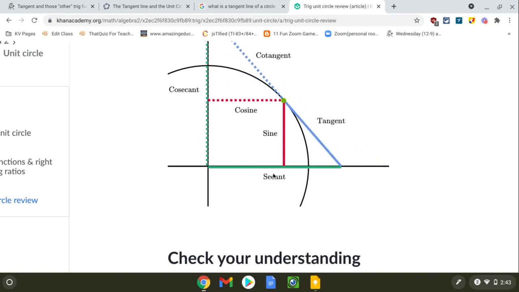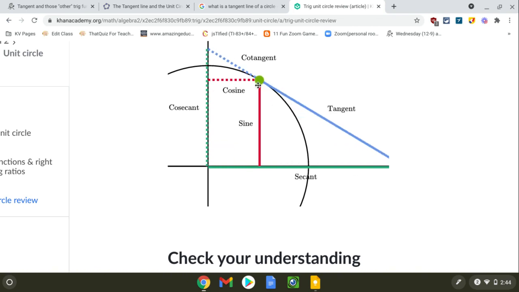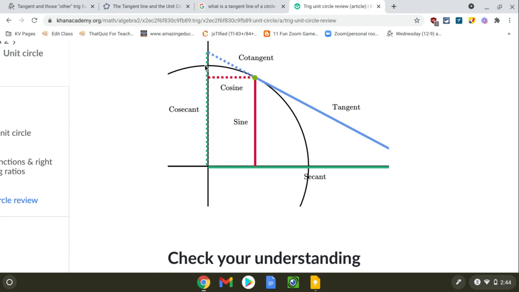Secant, let me look at secant here. First off, cosine is the x value of that point. Secant is the reciprocal of cosine. That's the one that's related to cosine. The definition for secant on the unit circle is the x value where the tangent line intersects the x-axis. So where that tangent line crosses the x-axis, secant is that x value. Sine, same rules apply. Sine is your y value. Cosecant is the reciprocal of sine. And where the line intersects with the y-axis up here, that's cosecant.